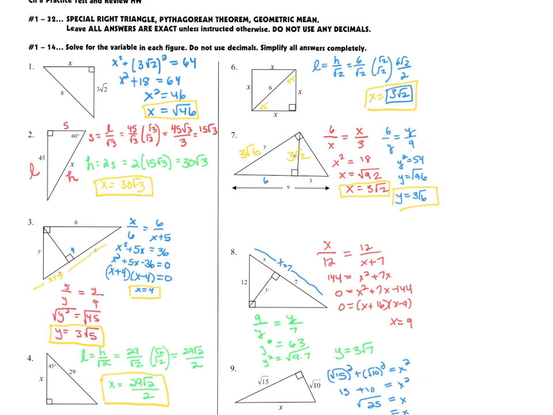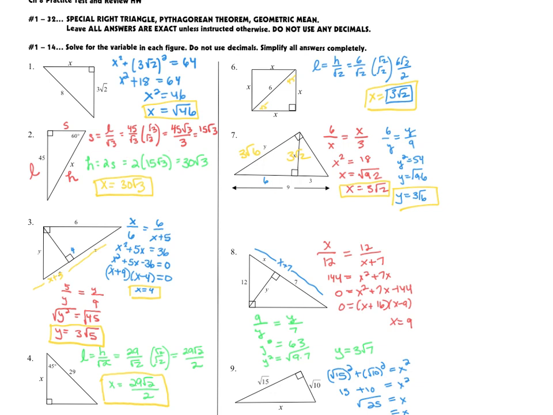For number 7, we're looking at, once again, that we have an x here and x plus 7 and a leg. So we're setting up a geometric mean. When we cross multiply, we end up with a quadratic with a square, which we then have to set equal to 0. And then we're factoring that. And when we factor that, remember that we're looking for the positive result. So our x there is 9.